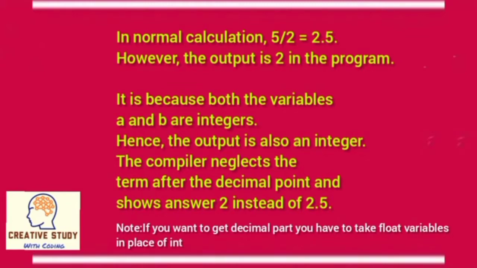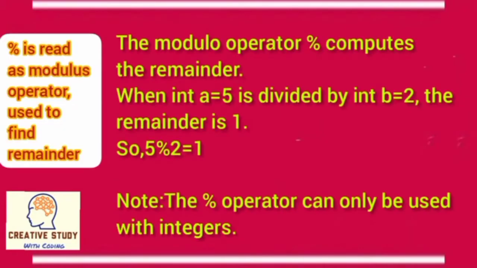It is because both the variables a and b are integers. Hence, the output is also an integer. The compiler neglects the term after the decimal point and shows answer 2 instead of 2.5. If you want to get the decimal part, you have to take float variables in place of int.